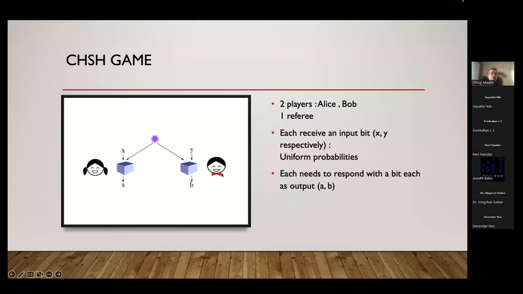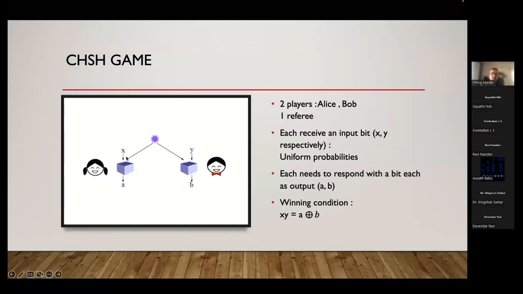So the winning condition here is, their outcomes are A and B, but what's their goal? How do they win the game? They win the game if the AND of the inputs, X and Y, equals A XOR B. I think all of you know basic logical operators. X and Y is one if both X and Y are one. So if X is one and Y is also one, then XY is going to be one.